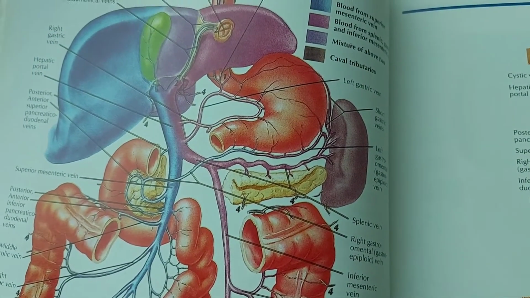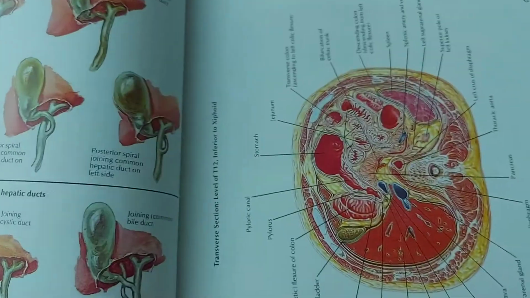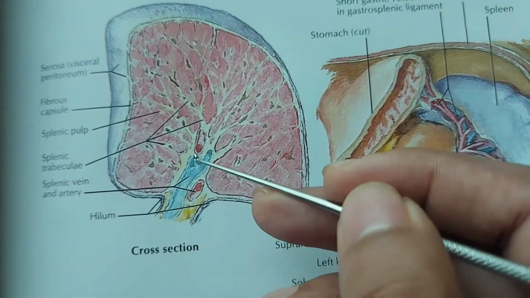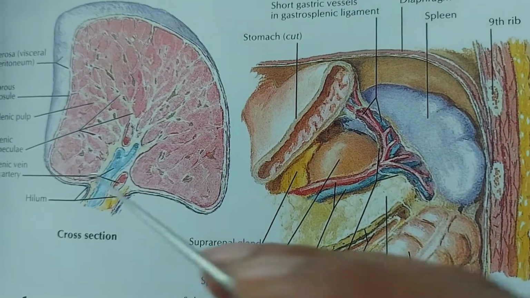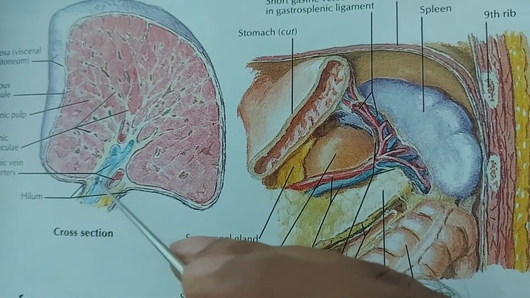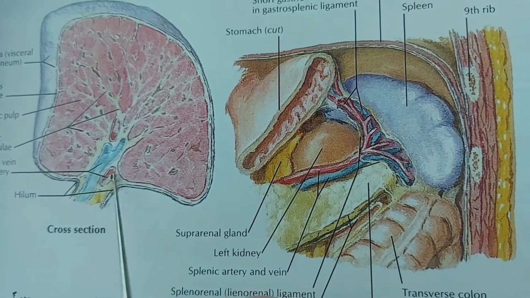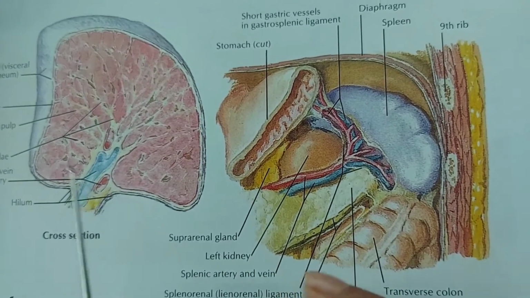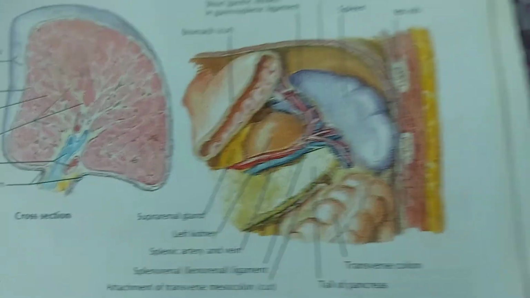Now the interior of the spleen. Here we see the interior of the spleen. It is the hilum. Through this hilum, all the vessels enter into the spleen, and in the spleen, the vessels are named in different parts.